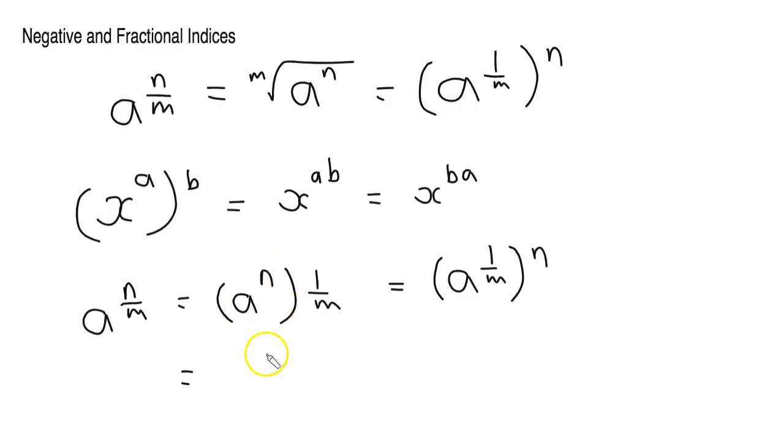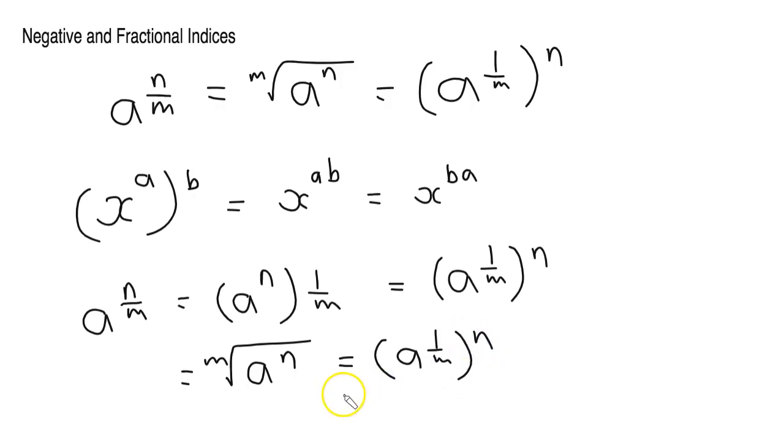And then this is simply a to the n to the mth root. We can write it like that. And it's also the same as a to the 1 over m to the n. So these are both interchangeable.